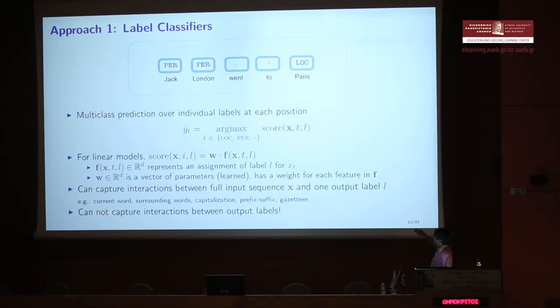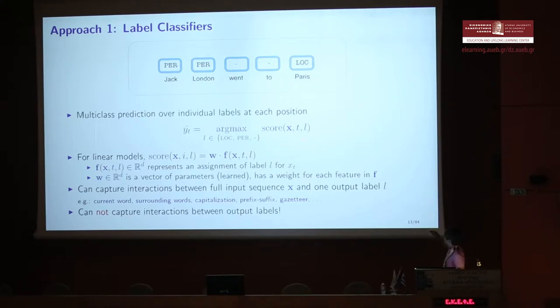Okay, so we're going to frame it as follows. We're going to see this as five problems, independent of each other. Each of them is a multi-class problem, right? So here's where we're going to write the notation. The label for position t, where t is maybe 2, London, is, out of all the possible labels l, location, person, or nothing, the label that maximizes some score. This is just framed as a multi-class problem. It's just that there's a multi-class problem for each position, right?